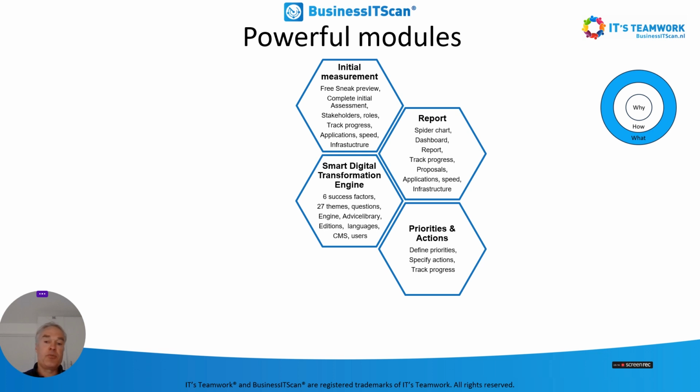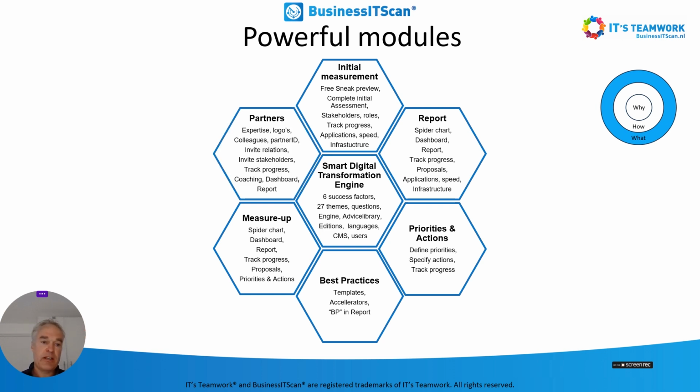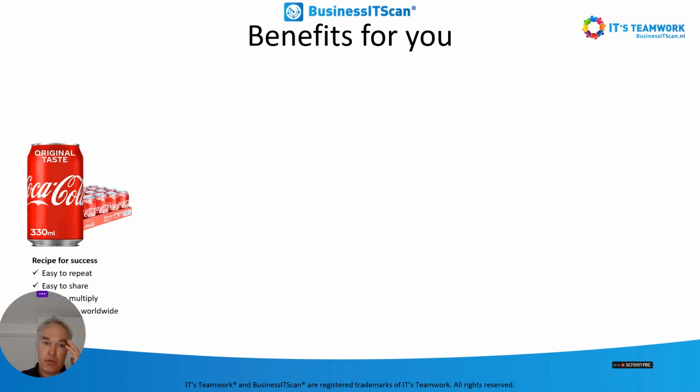We have a priorities and actions module, so for all topics that score below par, we deliver the possibility to attach the recommendations that are there in the report to stakeholders. Over time, it's possible to assess progress with the Measure Up module, and if partners want to facilitate this for their clients, we deliver the partner module.